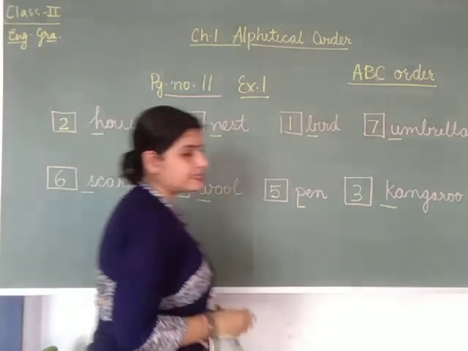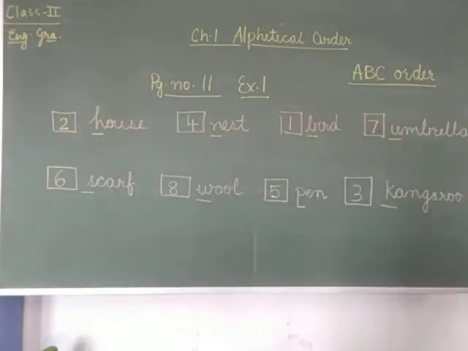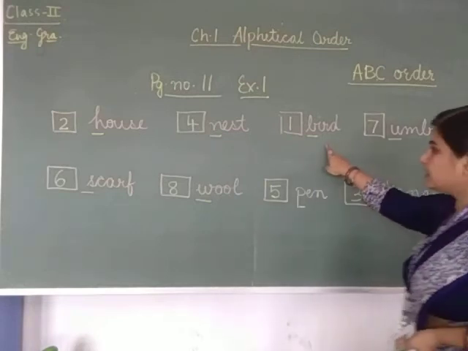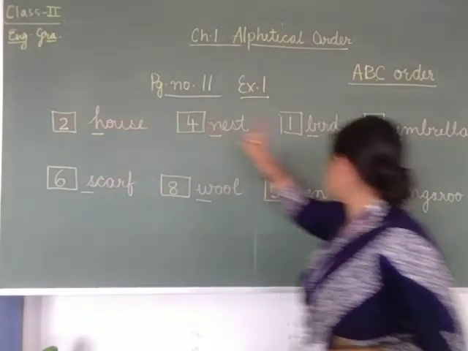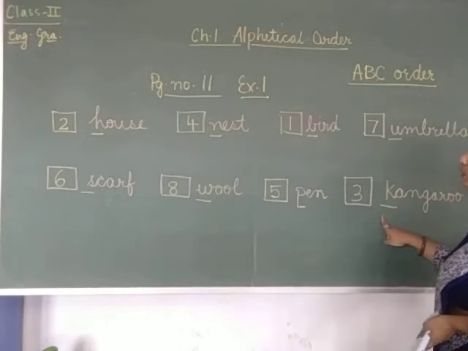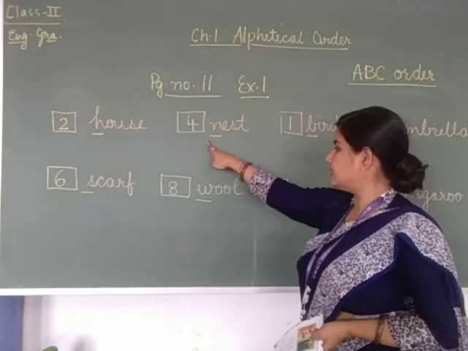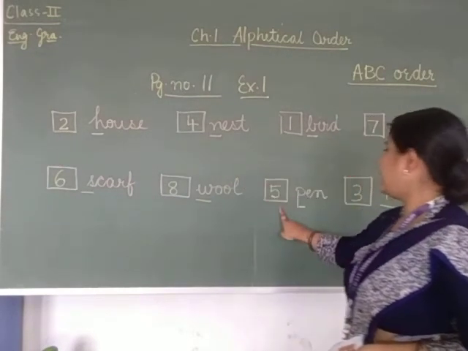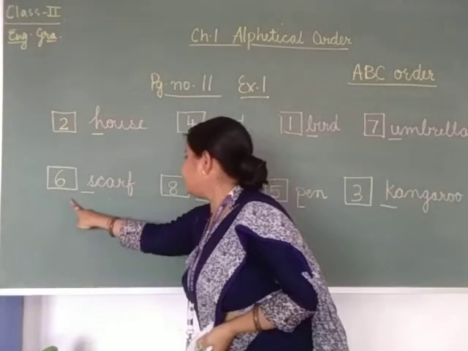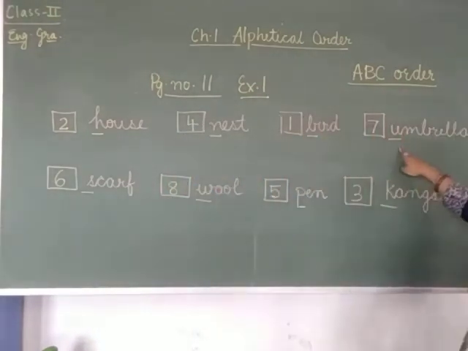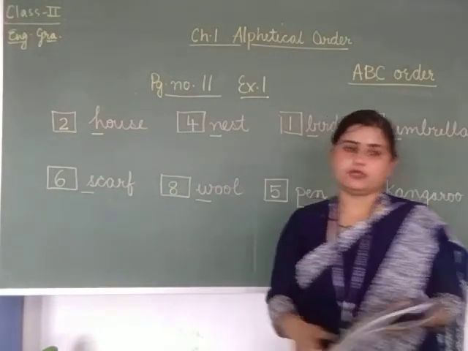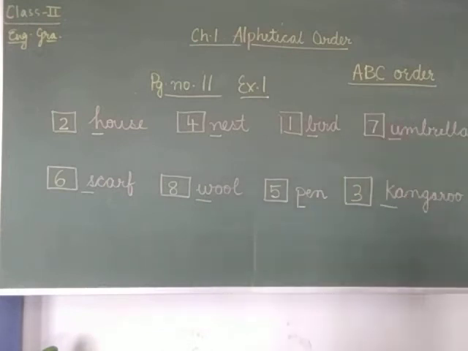So what is the alphabetical order? What will be the alphabetical order? It will be bird, house, kangaroo, nest, pen, scarf, umbrella, wool. These are the alphabetical order of these 8 words. Now one more question is there.